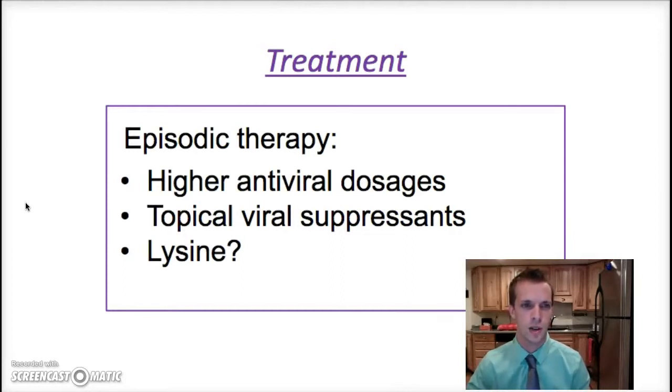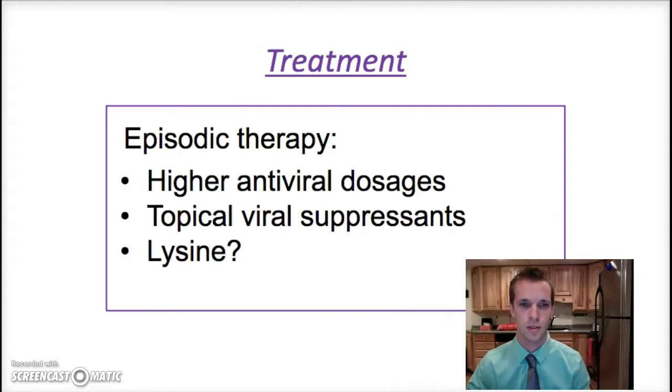It can also include topical viral suppressants like, and I don't know if I'm saying this right, docosanol cream, also known as Abreva, applied 5 times per day for up to 10 days. I also read about the amino acid lysine being used to inhibit the replication of HSV-1, although I wasn't able to determine if that's a recommended treatment.